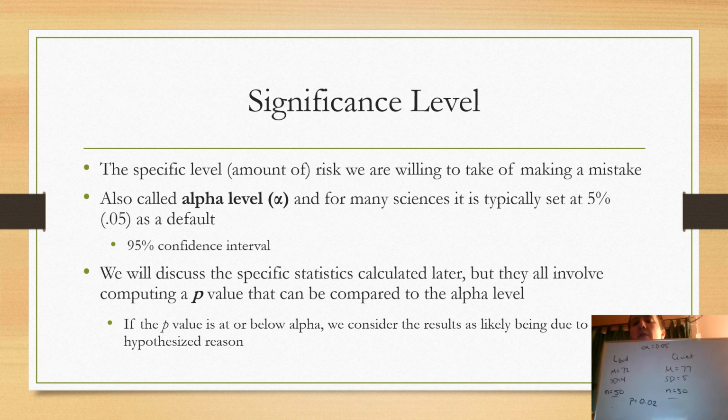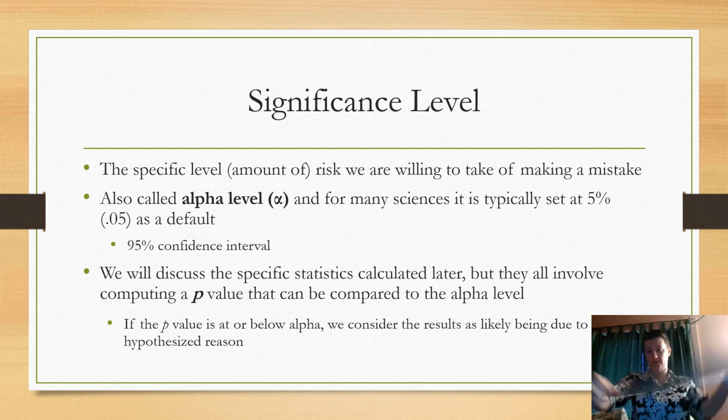But if we have our alpha for this problem set at 0.05 and our p-value is 0.02, we would reject the null hypothesis because our p-value is less than the critical significance value that we're using. Our p-value is less than 0.05, so we do have statistical significance. So we would reject the null, and we have statistical significance.